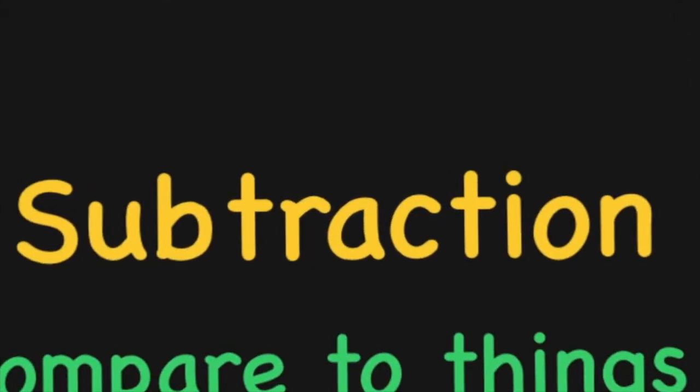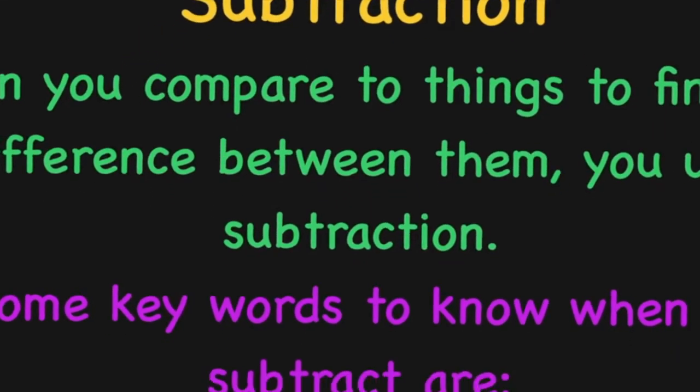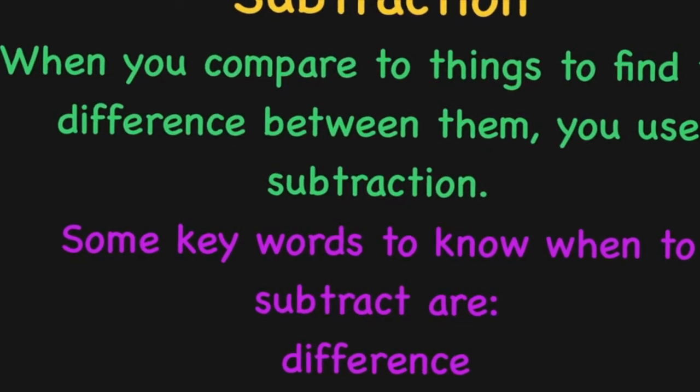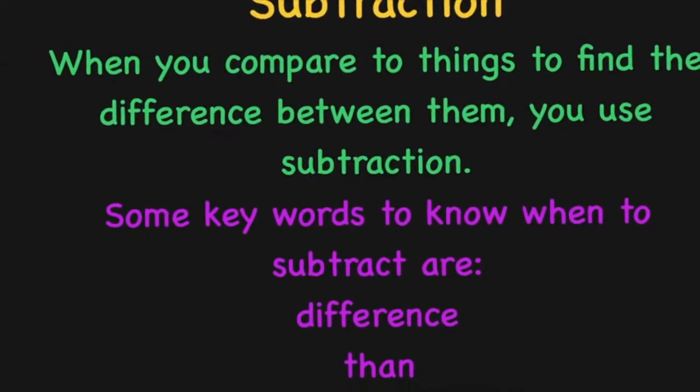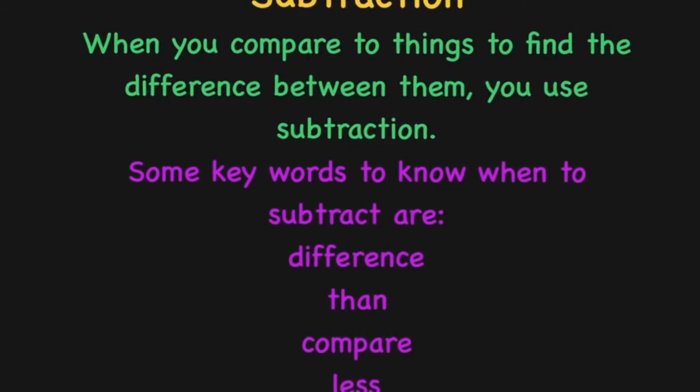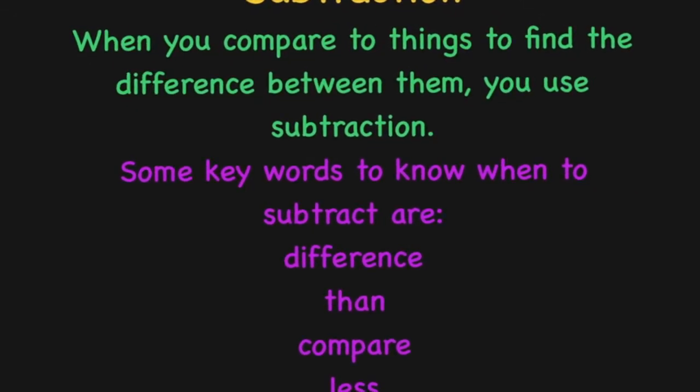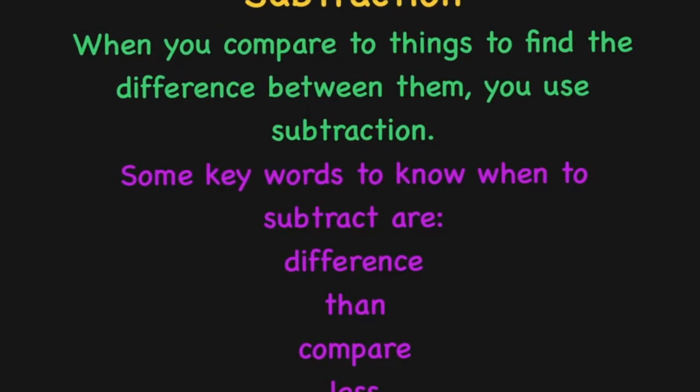Alright guys, Mr. Enyart here. Today we're going to talk about subtraction. Subtraction, of course, is when you compare things and you're trying to find the difference between them, you use subtraction. Some keywords that we see in real-world problems are difference. Find the difference between these two things. Compare, than. Than's a big one. You'll see more than, less than, and that's usually to compare them. And then, the word less.